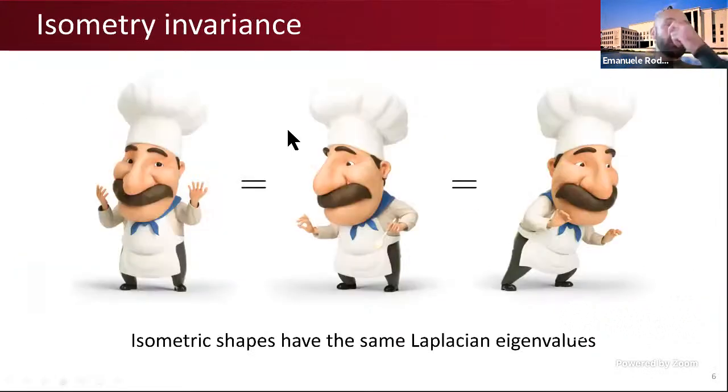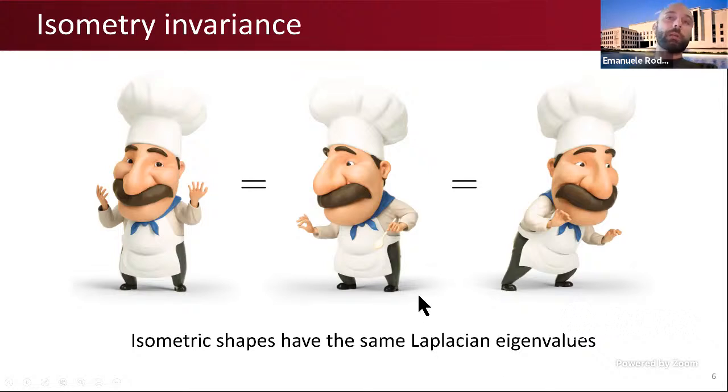So a couple of words on isometry and isospectrality. We know that if shapes are isometric, for example, these two chefs that are approximately isometric, they have just a small change in pose, then they also have the same Laplacian eigenvalues. So Laplacian eigenvalues are isometry invariant. So being isometric implies being isospectral.